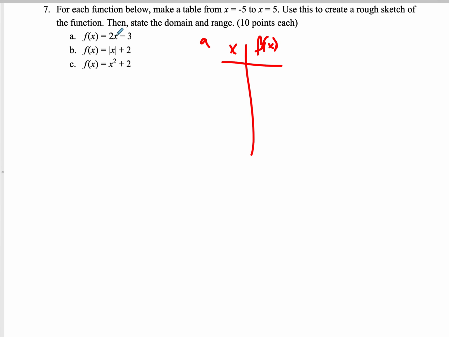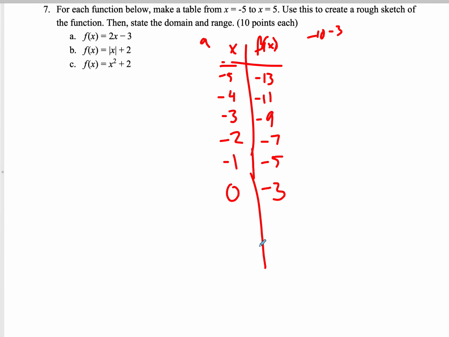So I start with -5. I plug in -5. I get -10 minus 3, which is -13. So -5, -13. But if you remember that the slope is 2, then you know when you go to -4, you're going to be at -11. When you go to -3, you're going to be at -9. -2, you're going to be at -7. -1, you're going to be at -5. 0 is -3, which we know is the intercept. 1 is -1. 2 is 1. 3 is 3. 4 is 5. 5 is 7.